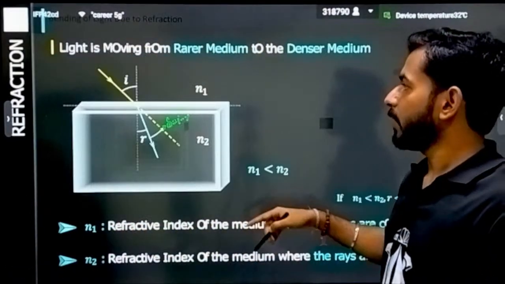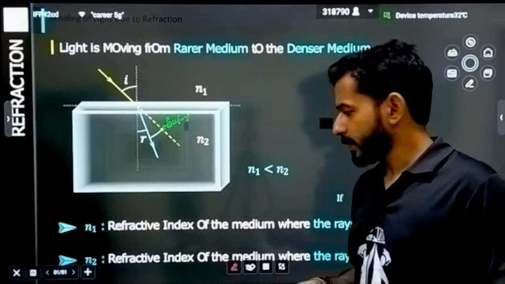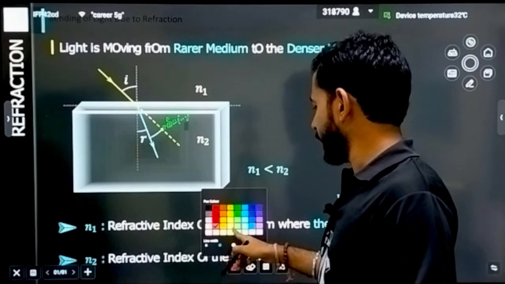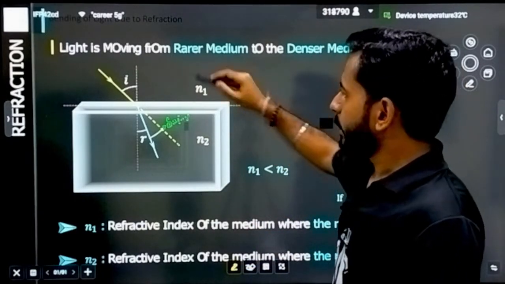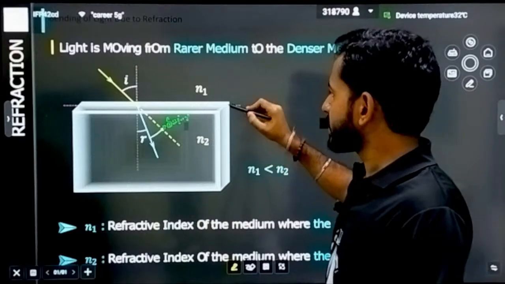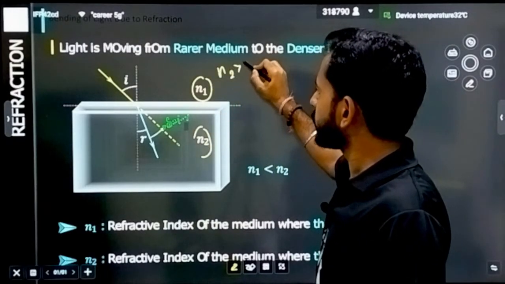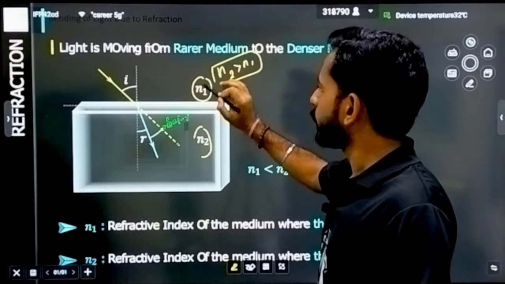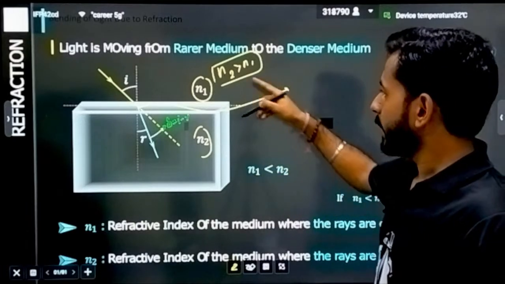Very good. Now the next case. The next case will also be derived in the same way. No problem. See how you will be deriving this case. Light is moving from rarer to denser medium. This time you are moving from rarer to denser medium. This is the rarer medium, this is the denser medium. That means you will say N2 is greater than N1. Because Snell's law at this point. Right? Snell's law at this point. What will you be writing?